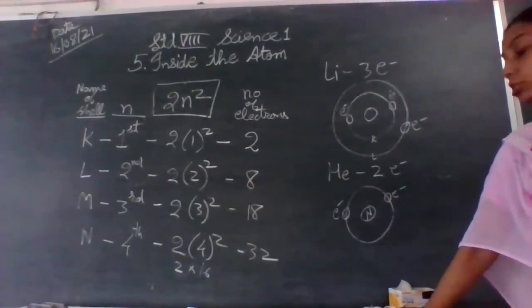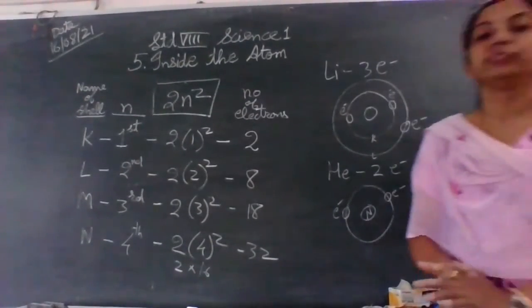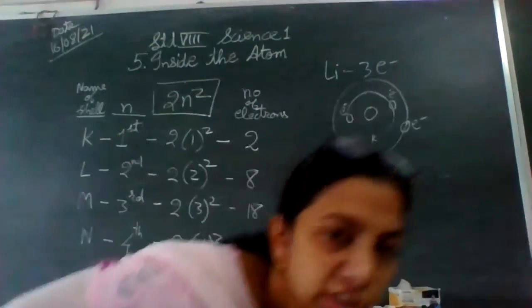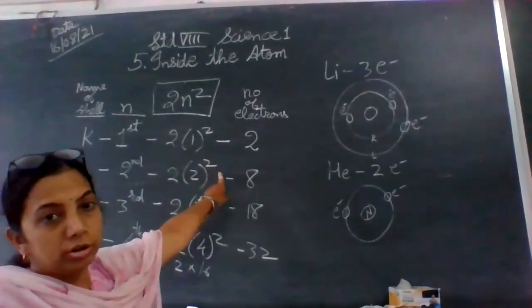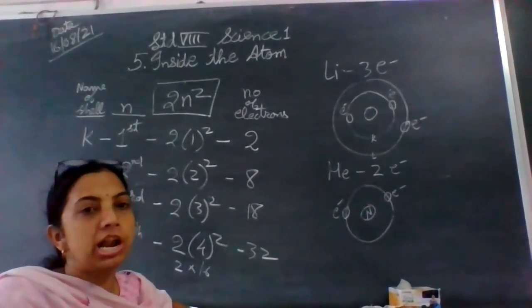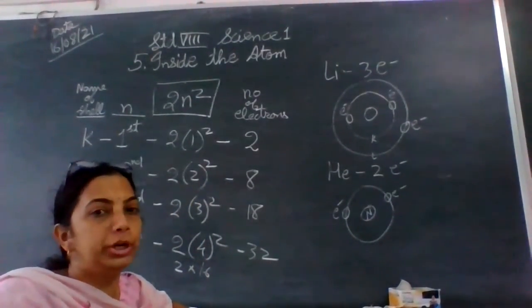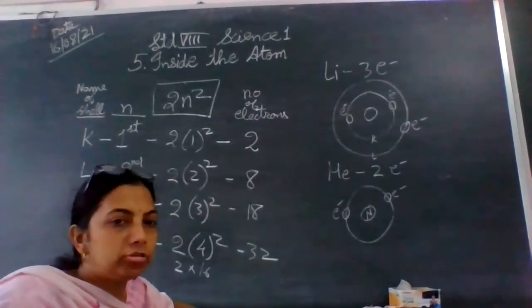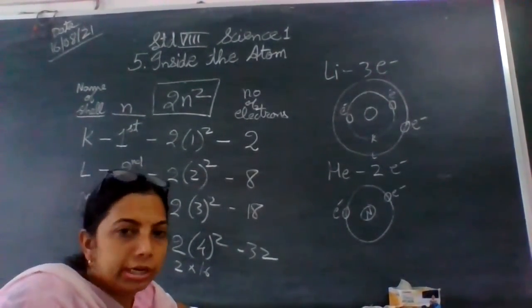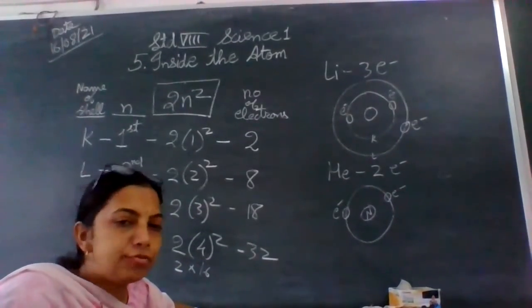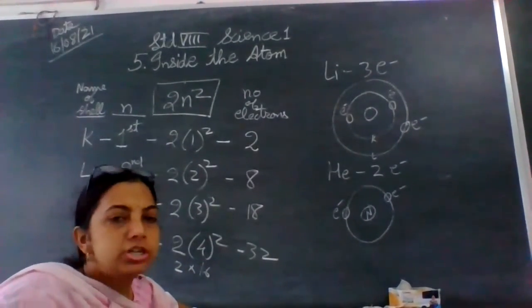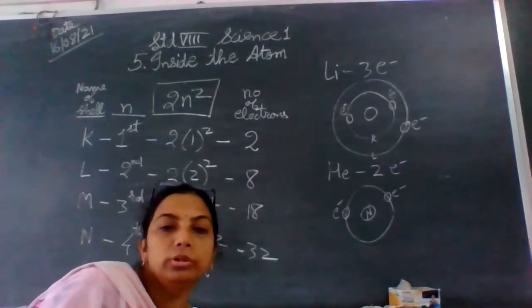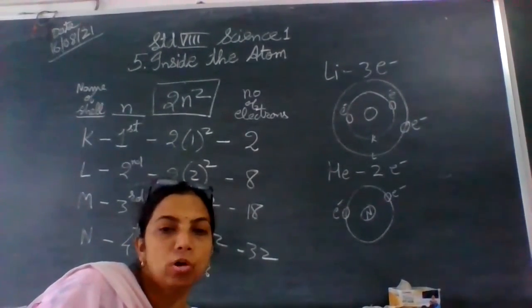For that purpose, I shall send you a homework chart that you have to complete based on this knowledge: the K shell, that is the first shell, will accommodate only 2 electrons, the second shell will accommodate only 8 electrons, the third shell can accommodate 18 electrons, and so on. Okay, so I hope you can solve this chart with the information that you got today.